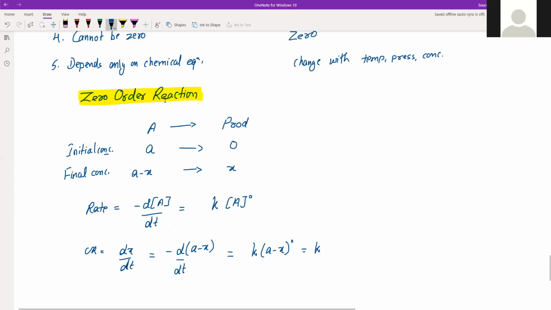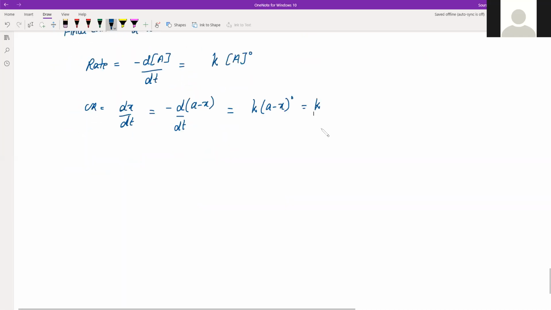Right? So what we get here is that dx divided by dt is equal to some K. dx by dt is the rate of appearance of product. x is the number of moles of A consumed, or the number of moles of product produced. Right, so that is dx by dt, and that is equal to K, because it is a zero order reaction. So this means that dx is equal to K dt.